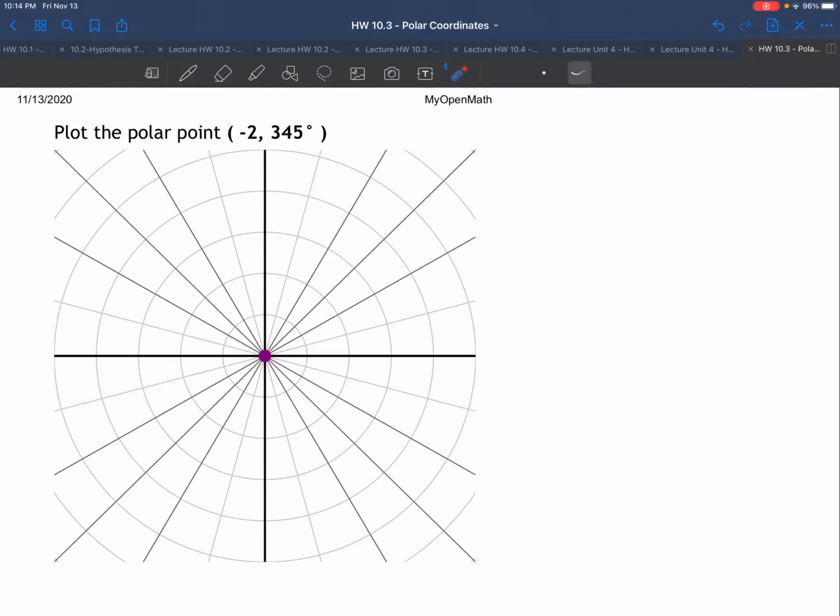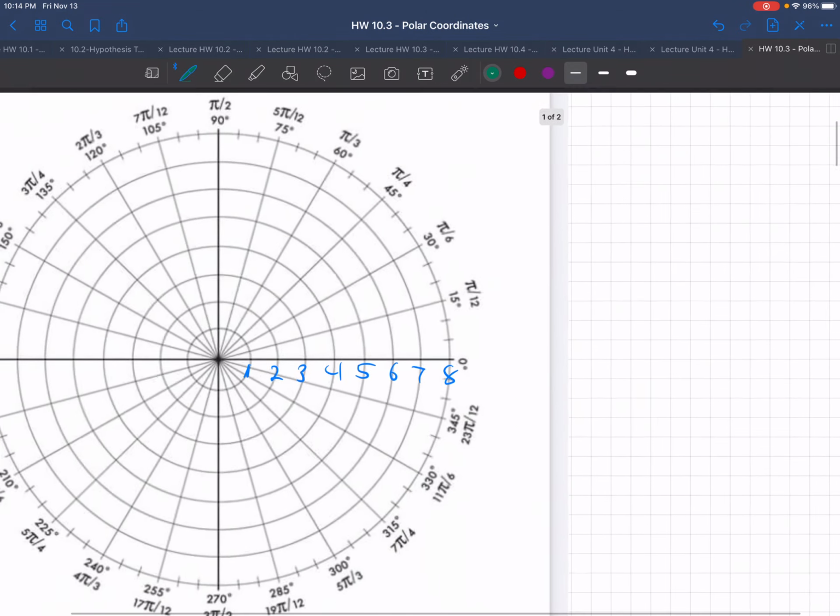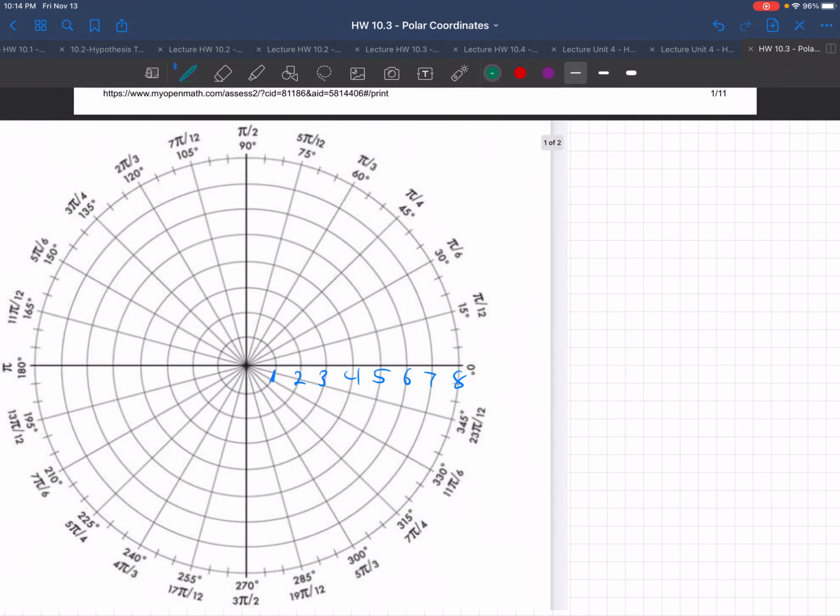Here's an example in which we're plotting a polar point. So how are we going to do that? Well, they've given us a polar graph here. I put it in the notes for you, right in the modules of Canvas, right at the top of this fifth module: polar paper.